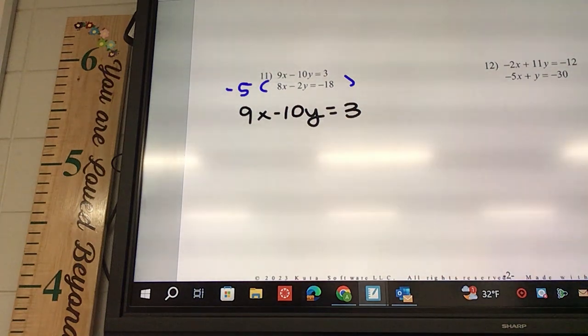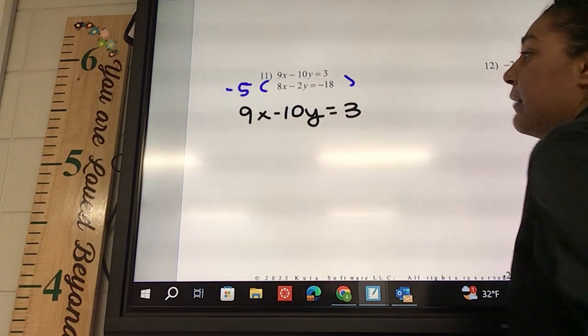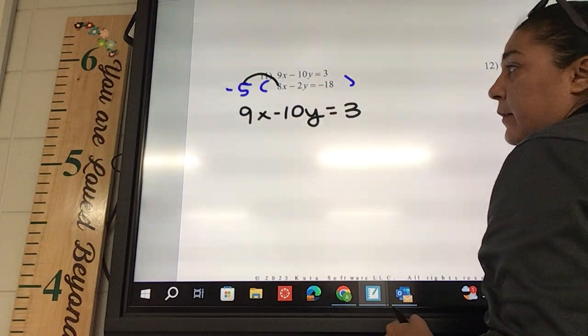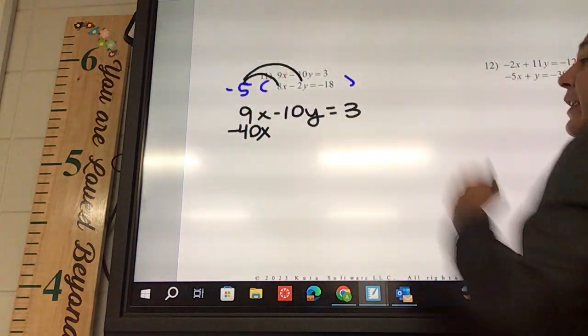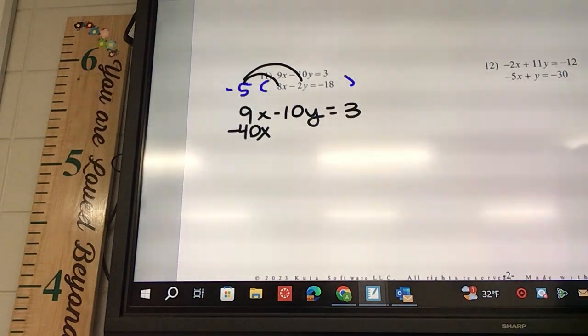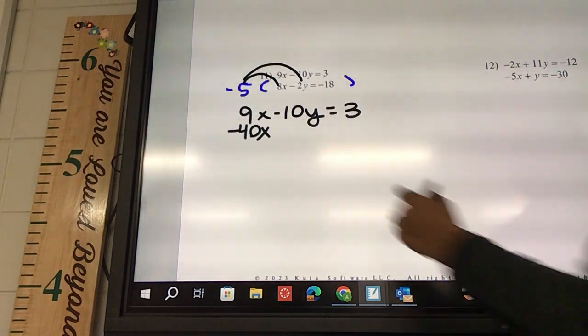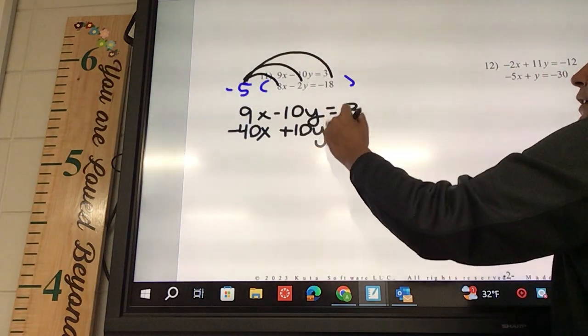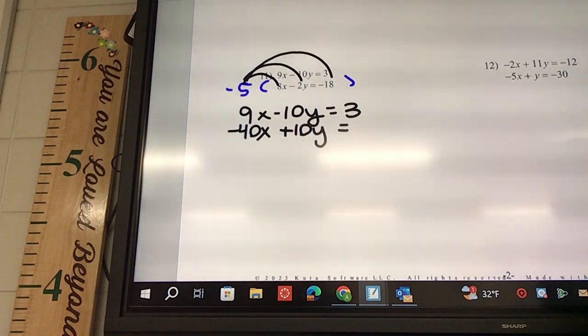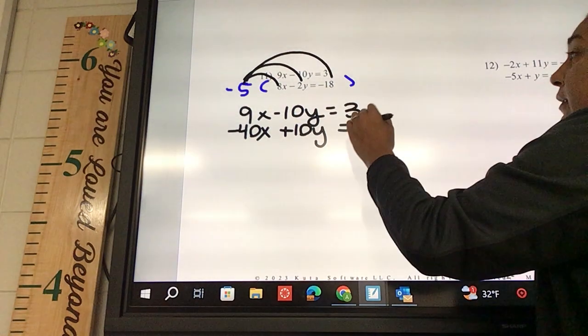Equation 2, we're multiplying everything by what? Negative 5. Negative 5 times 8. Negative 40x. Negative 5 times negative 2. Positive 10y. Negative 5 times negative 18. Is it 90? It's a positive 90 though, that I know.